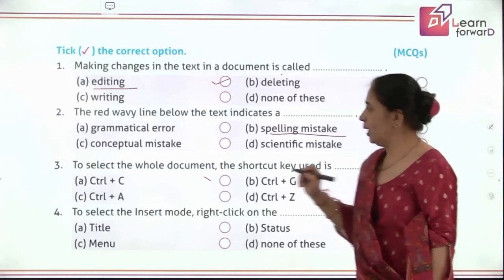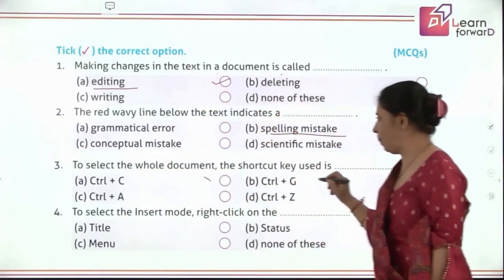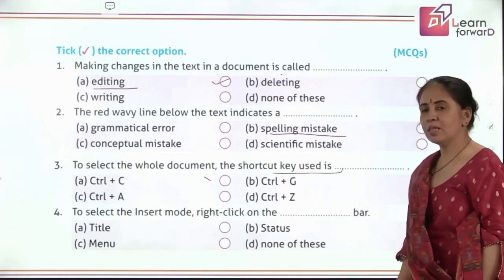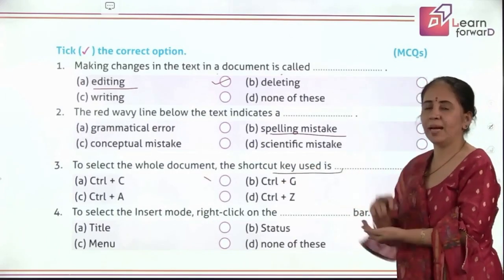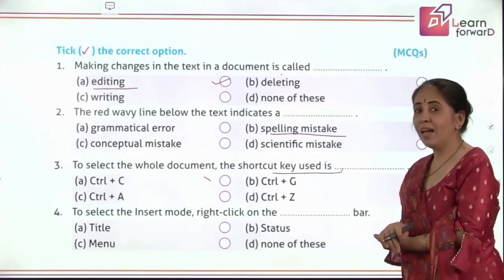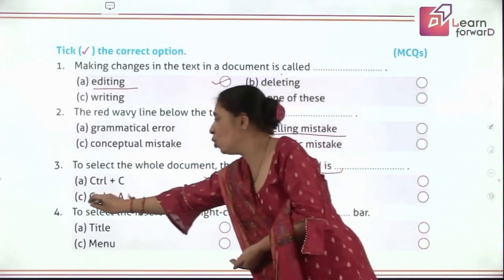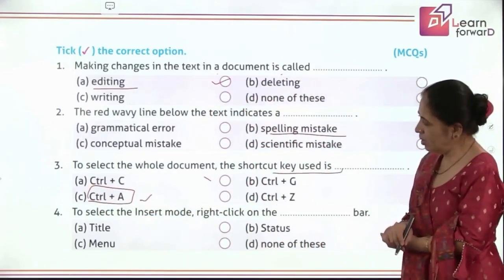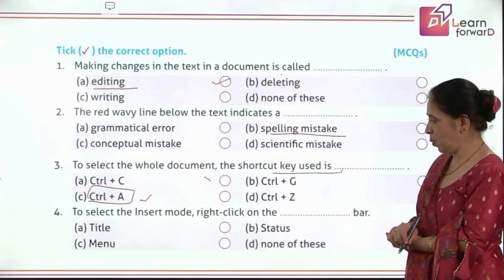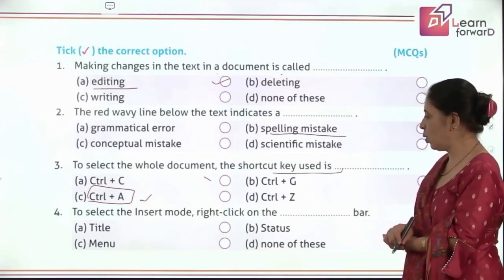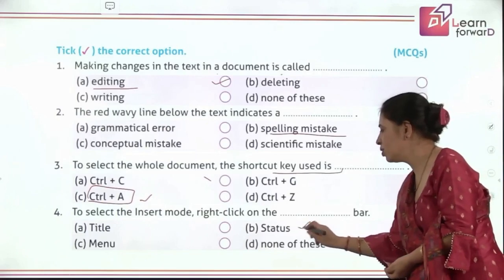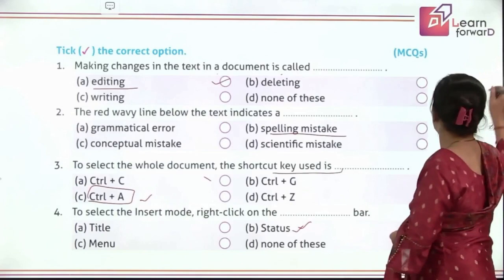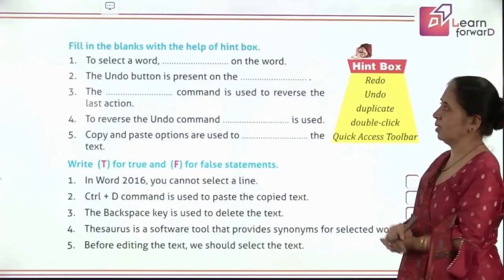Now the third one is to select the whole document. What is the shortcut key when you want to select the entire document? Very nice. It is Control plus A. This is the right option. And to select the insert mode, you right click on the status bar, children. We click on the status bar and you get the insert mode selected.